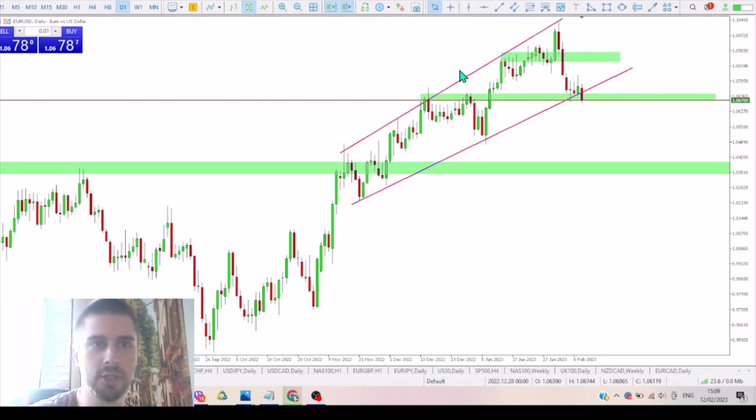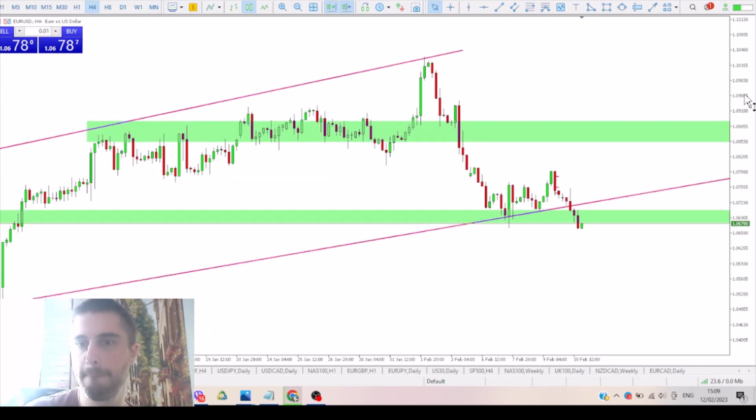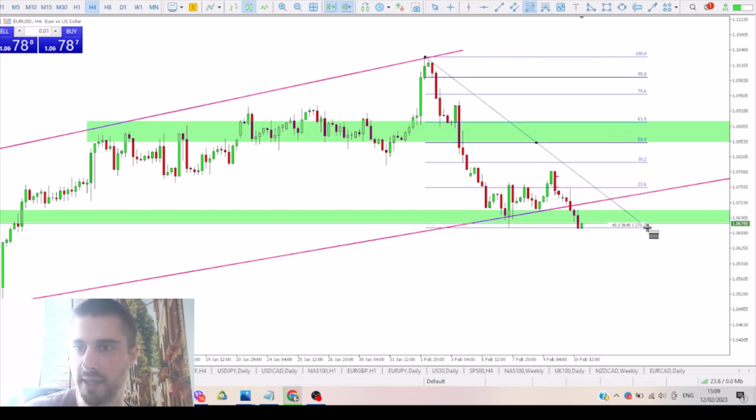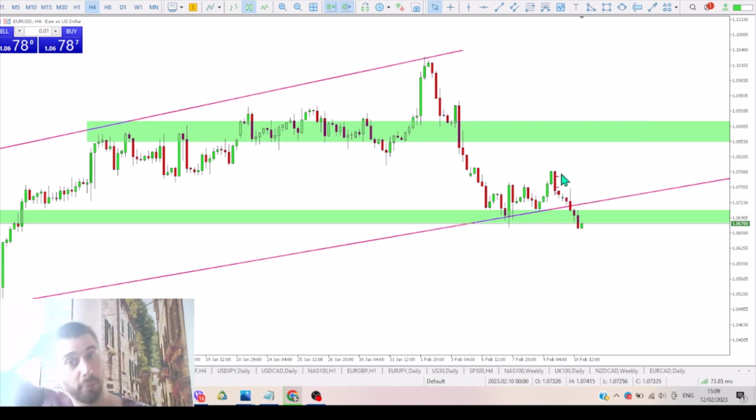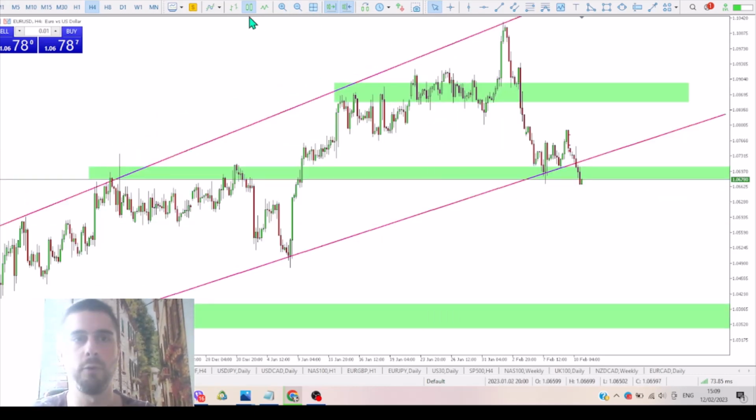And the next target, if that happens, let's go to the daily, would be definitely this little consolidation zone right here, which is exactly the 61% zone area as far as I can remember. Yeah, the 50 and the 61.8 zone area of the Fibonacci retracement tool. So this is the first target for the bulls.